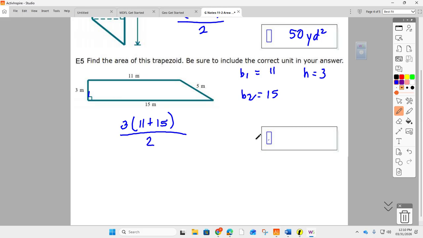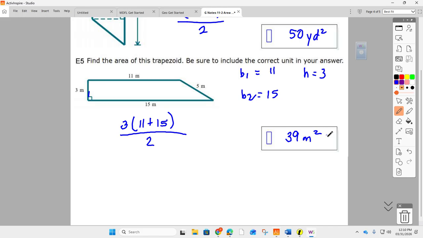What'd you get, Miles? What'd you get for the area of example 5? 39. Xavier, did you do it yet? Yeah. What'd you get? Did anybody get something besides 39 meters squared? All right. Honestly, it's not going to get any harder than it is right there.